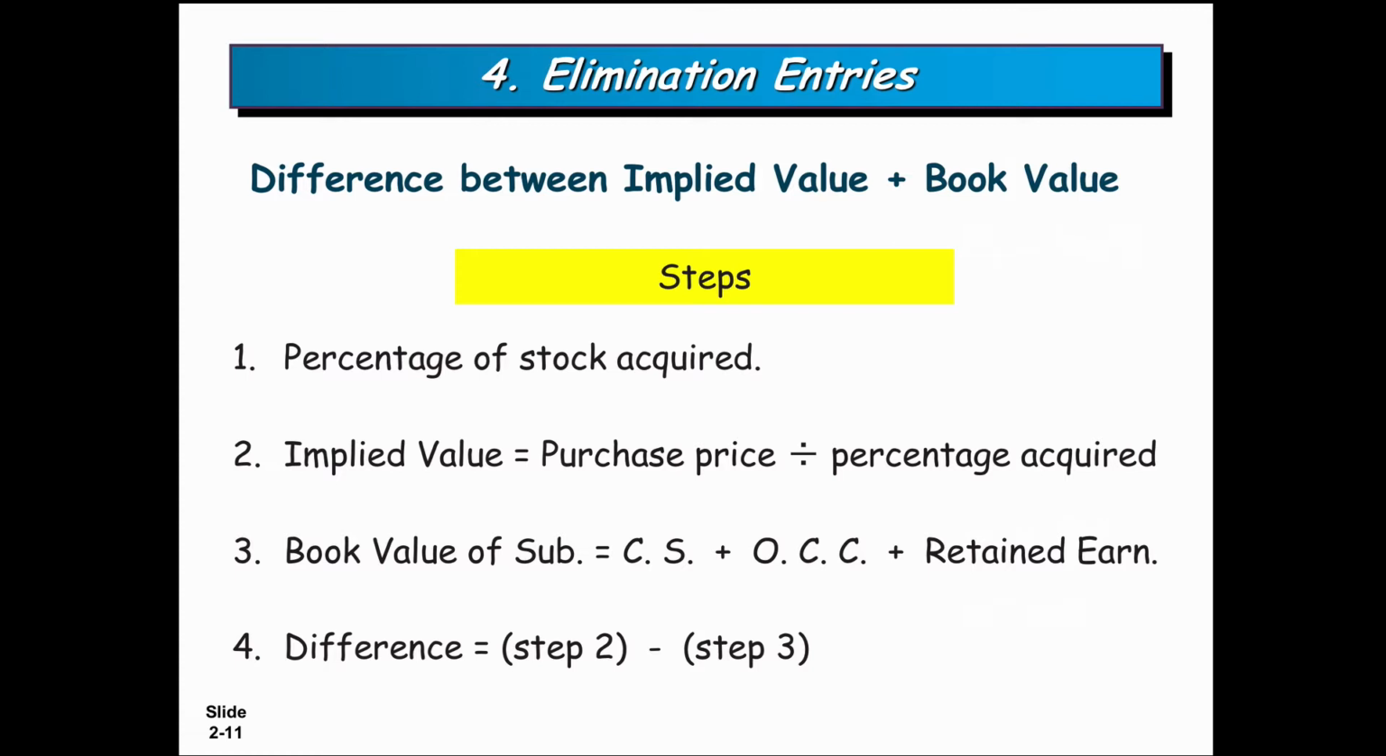In the third step, we get the book value of the subsidiary, which will be given in its balance sheet, which is common stock plus other contributed capital or additional paid-in capital plus the retained earnings. Remember, all these amounts are only for the subsidiary. And then we subtract step 2 minus step 3 to get either goodwill or bargain purchase.